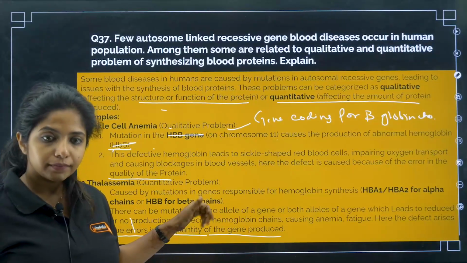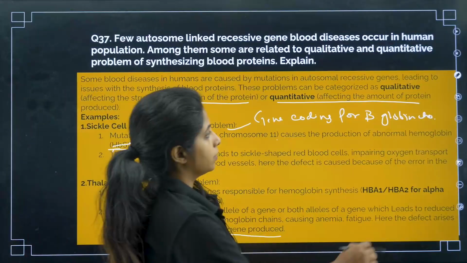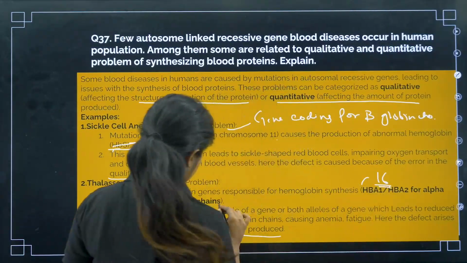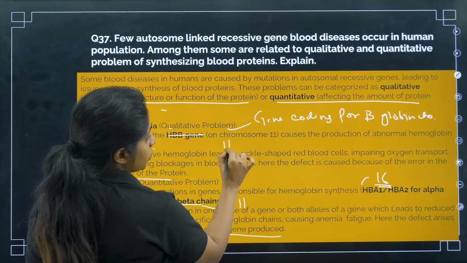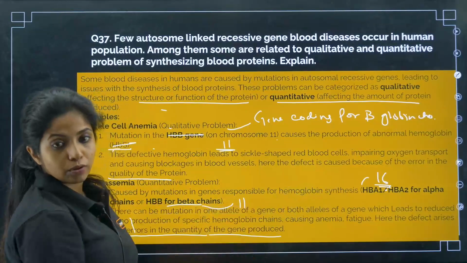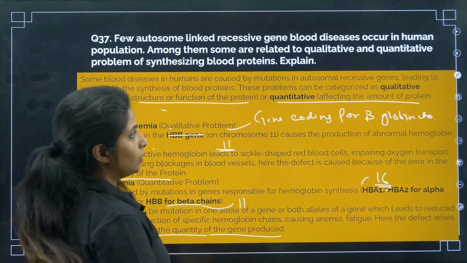Cool. And for the alpha chain, these particular genes are present on chromosome number 16, whereas beta is present on chromosome number 11. So here chromosome number 11 is getting affected, here also this is 16. HBA1 and HBA2 are present on 16, whereas this is present on 11. Cool.